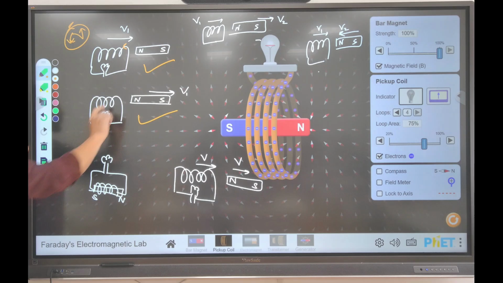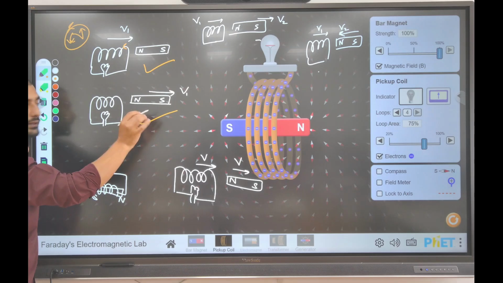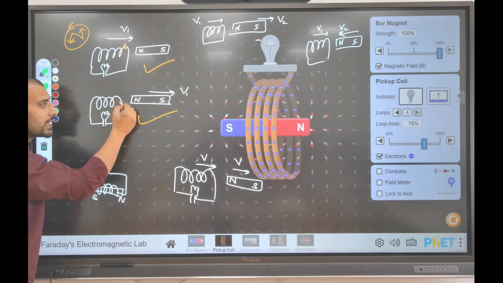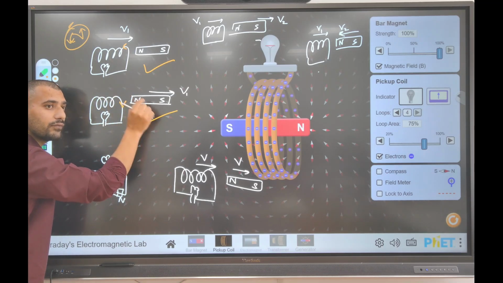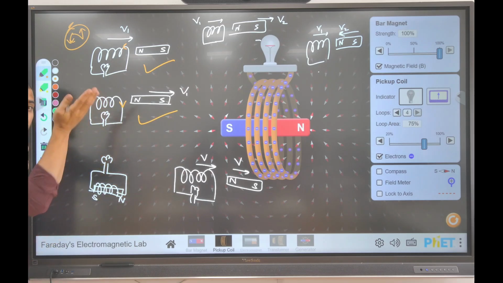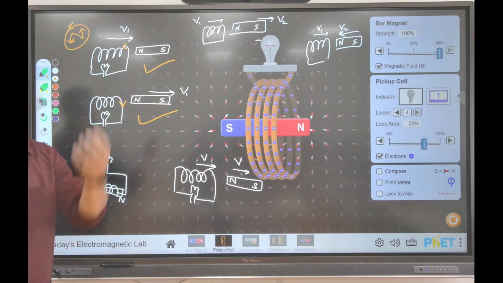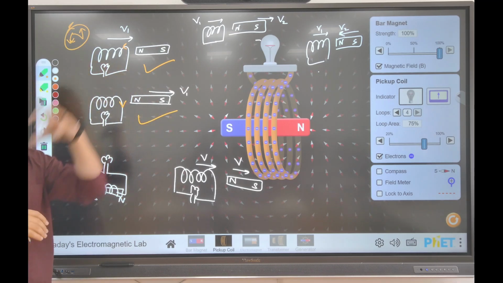What about this? The pole is going away. South. The coil doesn't want it to go away. Therefore, it will develop which pole? South pole. Therefore, the current will flow in this direction. So the direction of current is changing depending on what is happening with the flux. If the flux is increasing, it will develop it in one way. If the flux is decreasing, the direction of the current will change. Because the change is such that it opposes what has produced it.